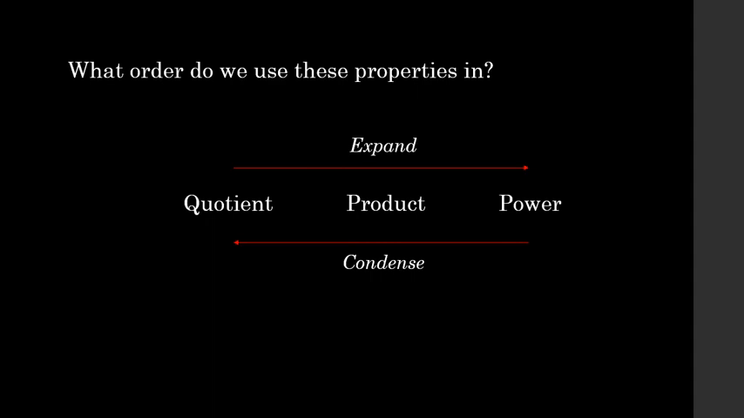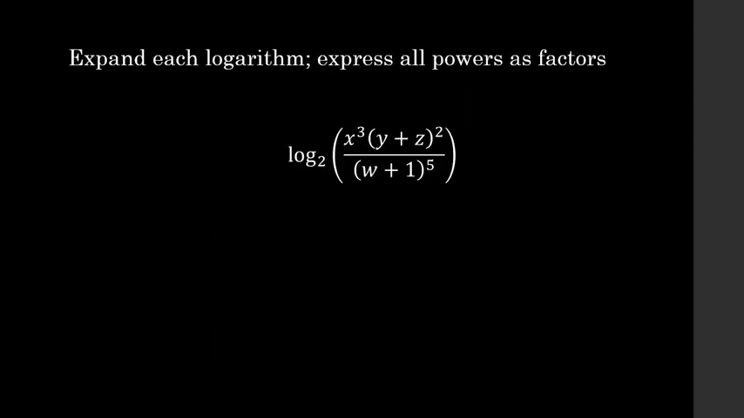So we're going to start with the quotient property. If you're seeing a quotient inside of your logarithm, like we clearly are here, you're first going to use that quotient property and say, okay, log of everything on top divided by everything on bottom equals log of everything on top minus log of everything that's on the bottom.